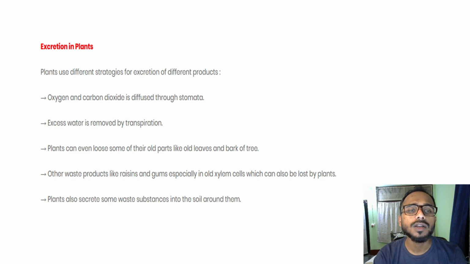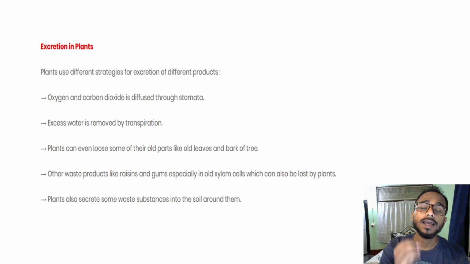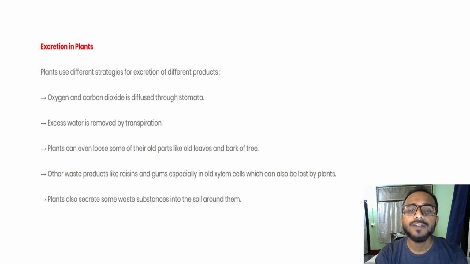Now excess water is removed by transpiration also. Transpiration is the removal of water as vapor. Water is removed in the form of vapor through leaves or aerial diffusion. Plants can even lose some of their old parts like leaves and bark of trees. Suppose some of their leaves are dying, that is also waste. So plants just get rid of the old leaves or bark of the tree.